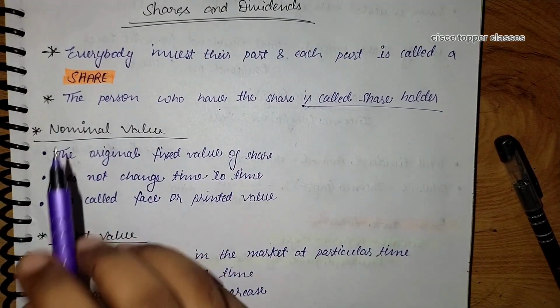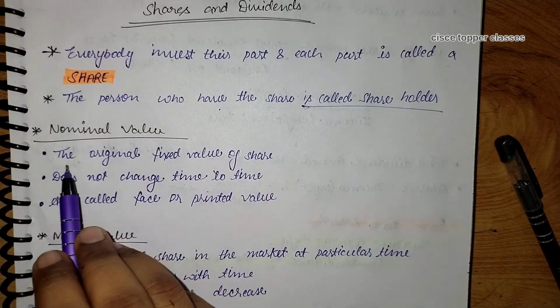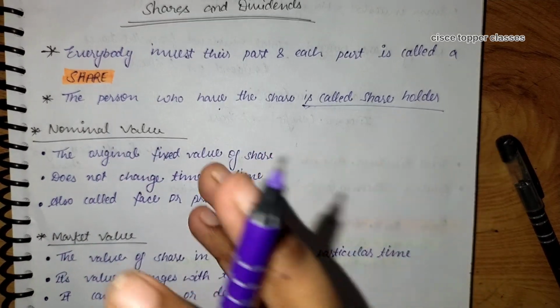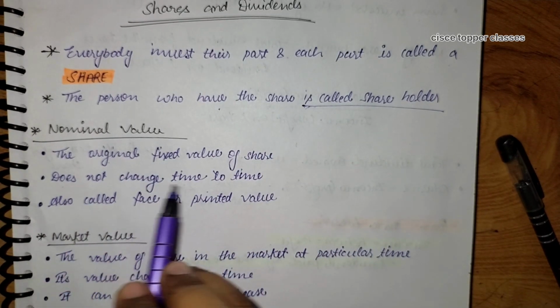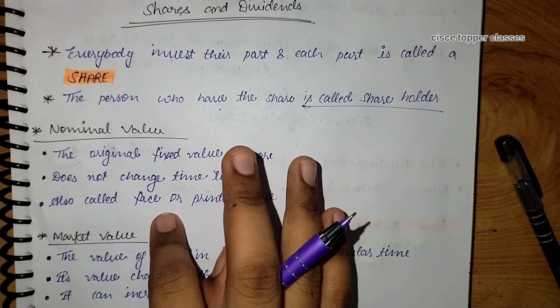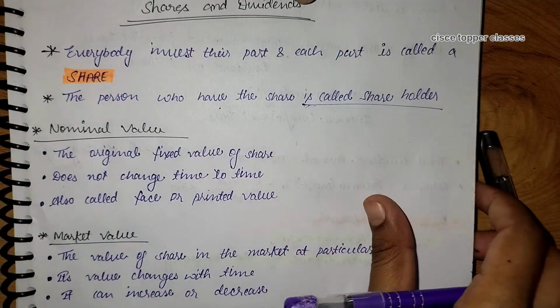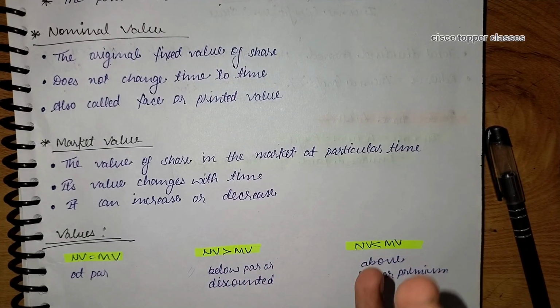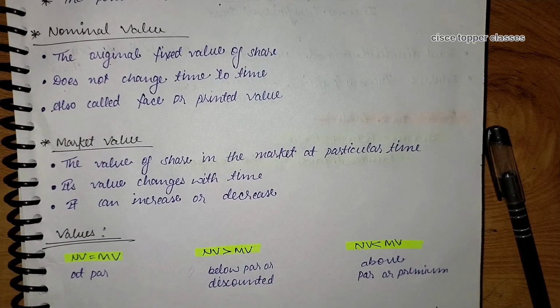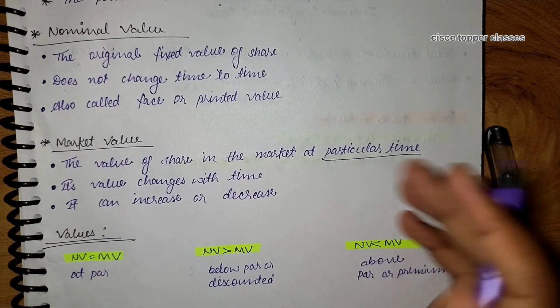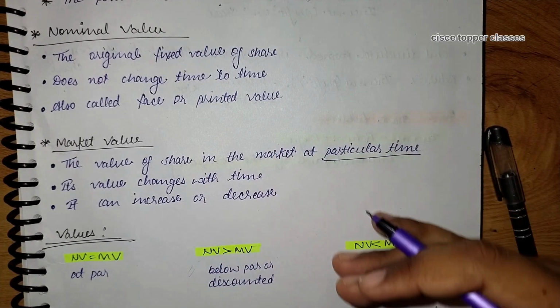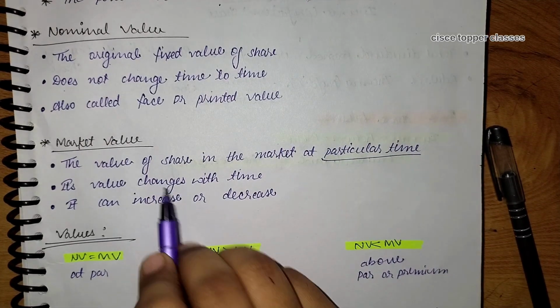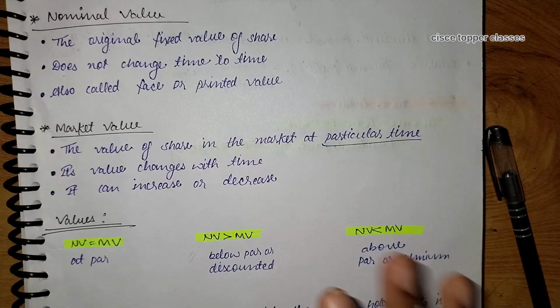And if we say what is nominal value, nominal value is the original and fixed value of the share of the company, and it doesn't change from time to time, also called face or printed value. And market value, this value of the share is in the market price, means what is the price of that share in the market at a particular time, because market value changes every time, and its value also changes with time, it can increase or decrease.